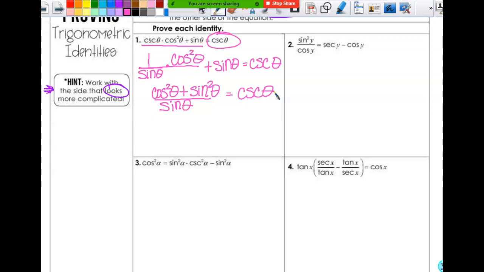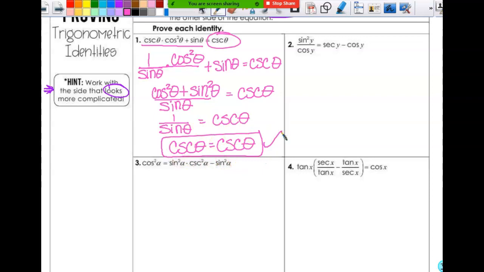Now remember, I'm only working with one side, so that cosecant just follows along the whole time. I don't get to mess with that at all. So I'm only messing with the left-hand side. Who wants to tell me what I can put in for cosine squared plus sine squared? Vanessa says we can put in 1. Thank you, Vanessa. So I'm going to have 1 over sine theta equals cosecant theta. And then I know that 1 over sine is cosecant theta. And I'm done. And I knew that this was going to be my final step no matter what.